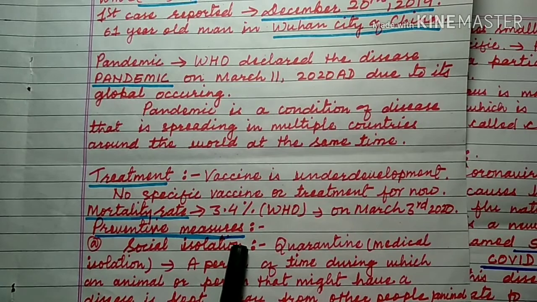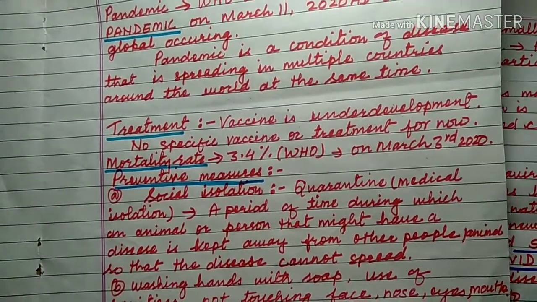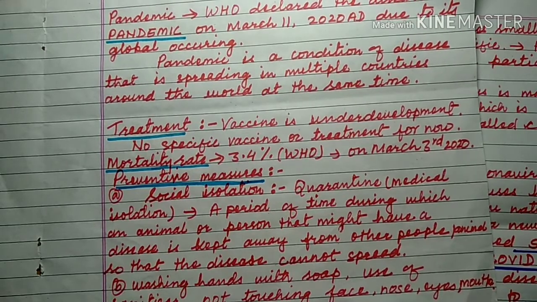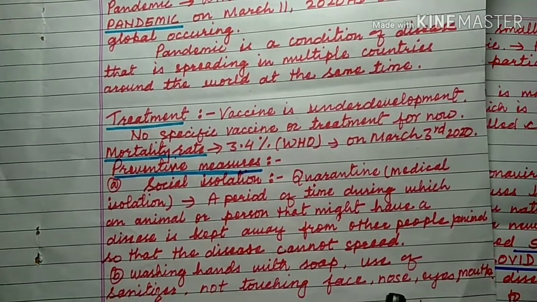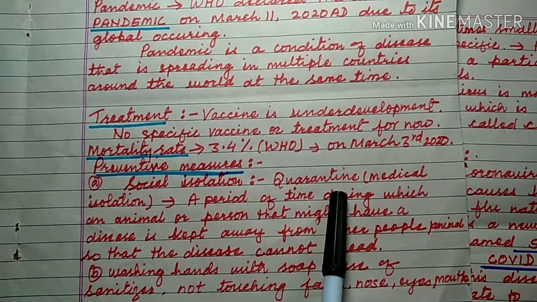And the preventive measures are social isolation, washing hands with soap, use of sanitizer, not touching face, nose, eyes, mouth, and strengthening the immune system. So these are the preventive measures. Quarantine, in social isolation, quarantine is very important.